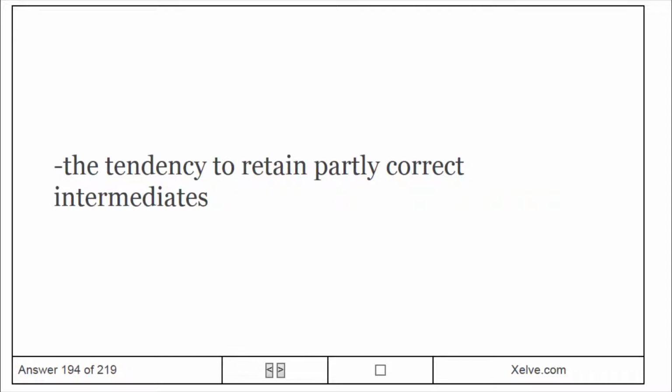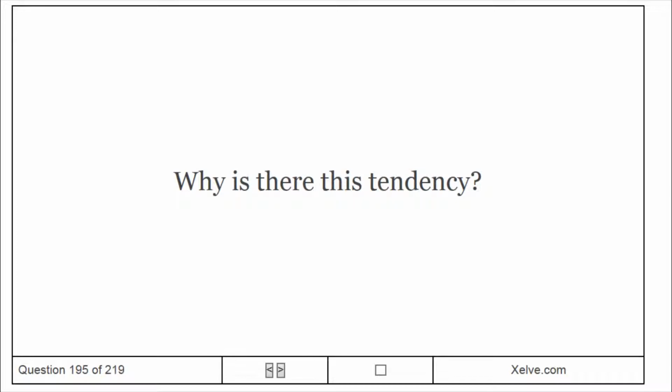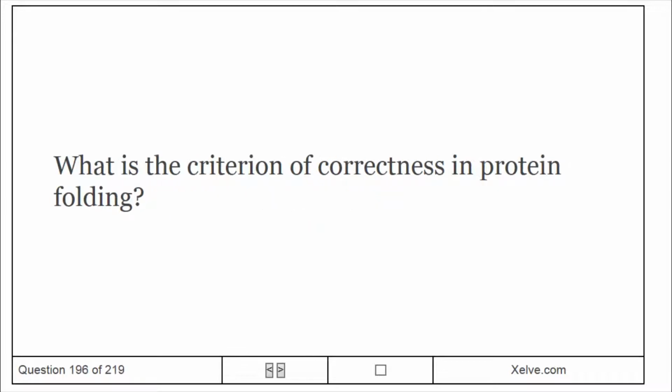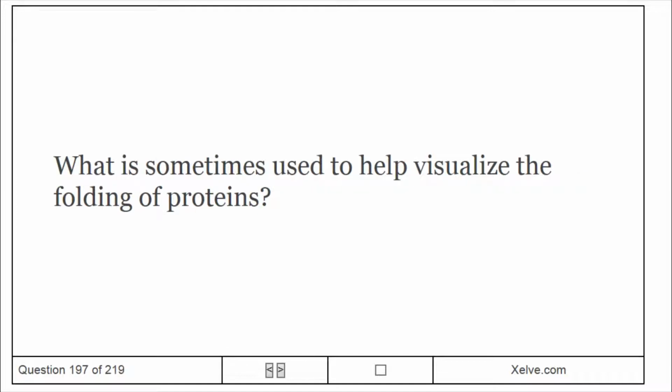What is the essence of protein folding? The tendency to retain partly correct intermediates. Why is there this tendency? Because partly correct intermediates are more stable than unfolded regions. What is the criterion of correctness in protein folding? The total free energy of the folding intermediate.